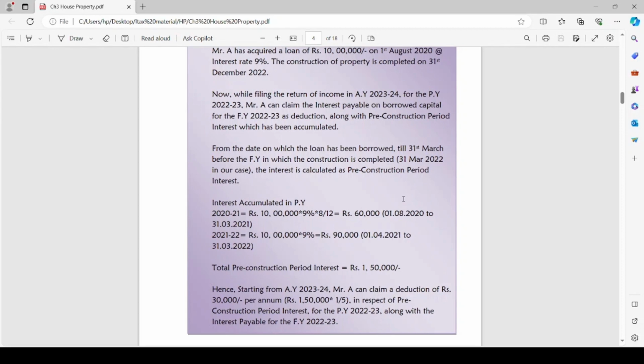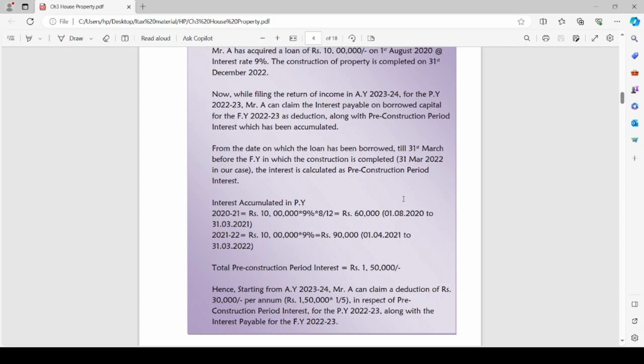We cannot claim the interest which has been charged from 31st March 2022 to 31st December 2022 as pre-construction period interest. It will be claimed as deduction as interest payable in the previous year by the assessee in the assessment year 2023-24. We calculate the pre-construction period interest till 31st March only.